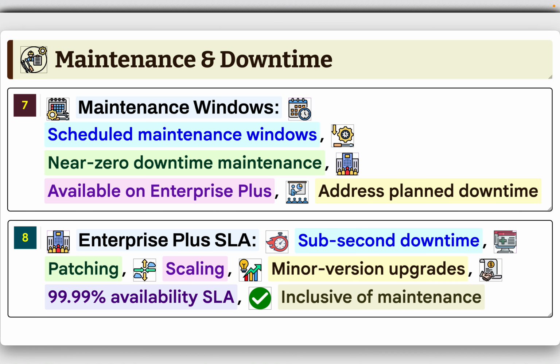Enterprise Plus delivers sub-second downtime for most planned operations, including patching, scaling, and minor version upgrades, and carries a 99.99% availability SLA inclusive of maintenance.